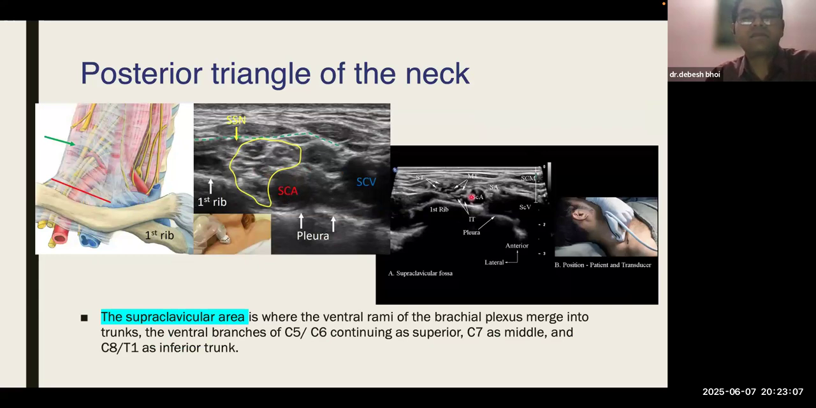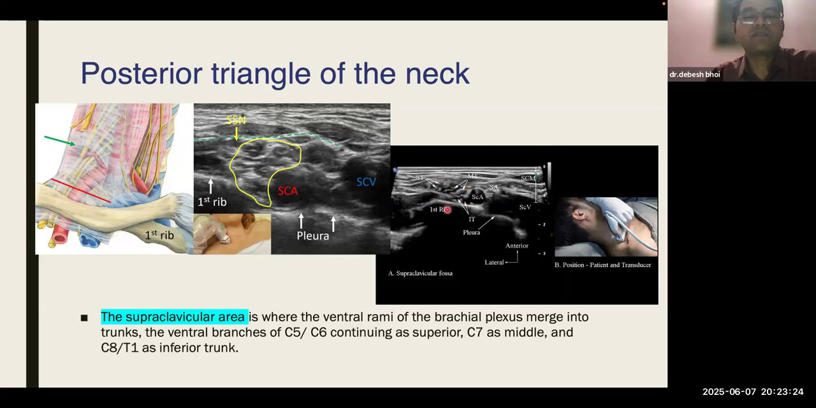And if you see again the position, the patient is like this and the probe is placed like here, you can see the subclavian artery over here. That is a pulsating artery. And you can see the brachial plexus elements placed superolateral to the subclavian artery, over the first rib, which you can see is the first rib, an identifying marker.